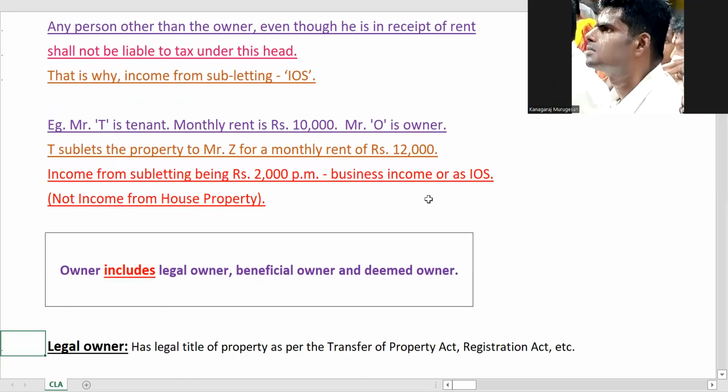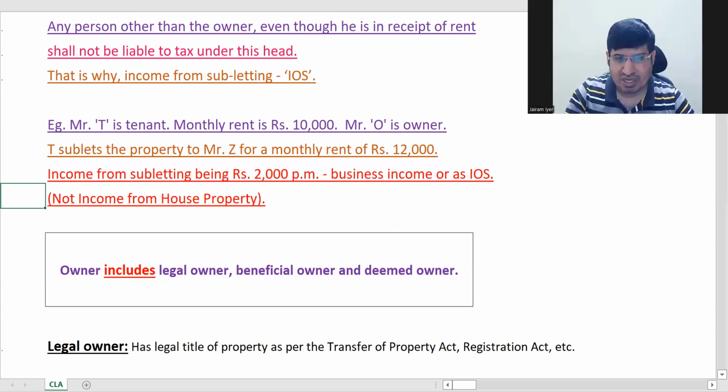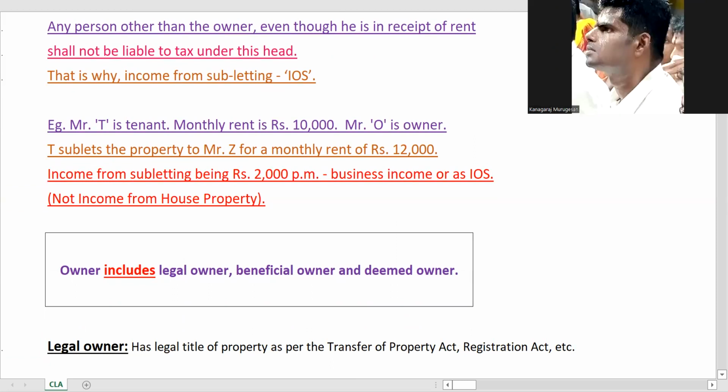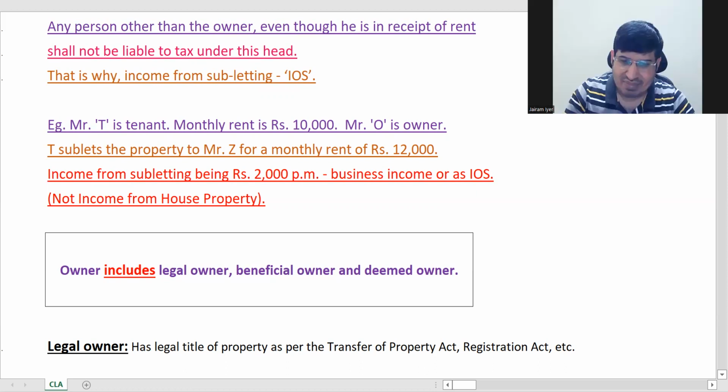Sir, I have a doubt, sir. Yes, Kanagraj. Sir, the subletting being 2,000 per month, he gets now. One minute. In this example, Mr. T. One minute, I am adjusting my volume. I'm not able to hear. Yeah, please.